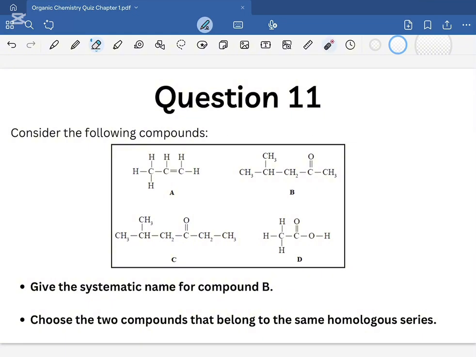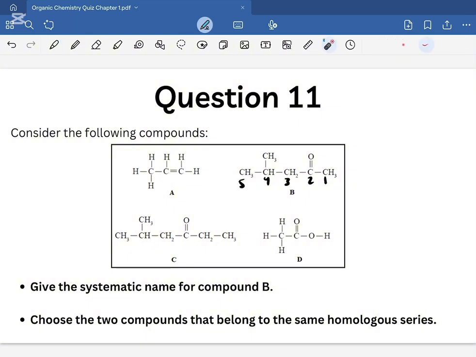Question 11. Consider the following compounds. We have 4 different compounds. Give the systematic name for compound B. So let's count the longest chain. So we have 1, 2, 3, 4, 5 carbons. This is the main chain.